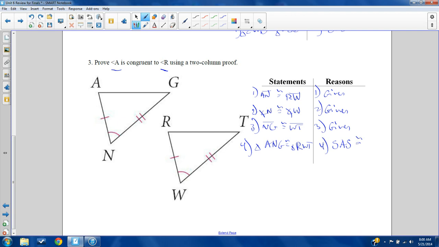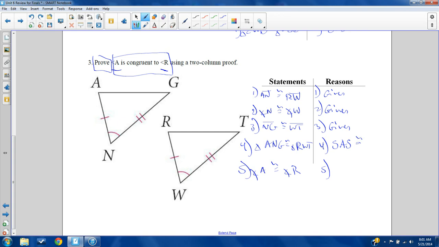Now remember, I'm not done. Remember what they want you to prove. Angle A is congruent to angle R. Now I can make this, and whenever they say prove this, this is always your last statement too, because that's the last one you want to make. Your last statement is, he's guilty. He murdered him. Angle A is congruent to angle R. Why? Why did I do all of this? How does this help me draw this conclusion?